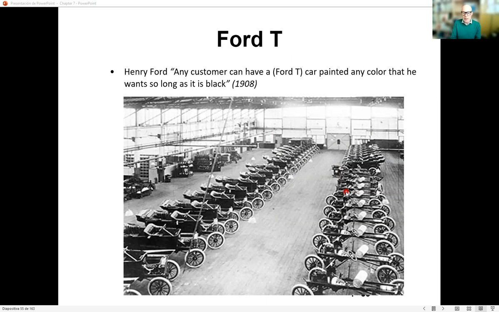I don't know if you are aware of this model of car, but at the beginning of the previous century, Ford launched this model to the market, and the characteristic of this model was that all the cars were of one color, which was black. Henry Ford, the president of the company, said that any customer can have a Model T car painted any color that he wants, so long as it is black. So there were no different models, nor different colors. That would be a single offering for the whole market.